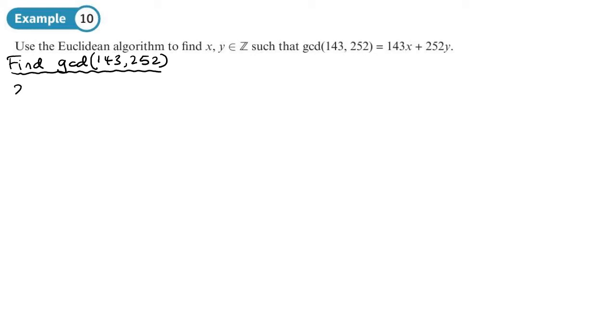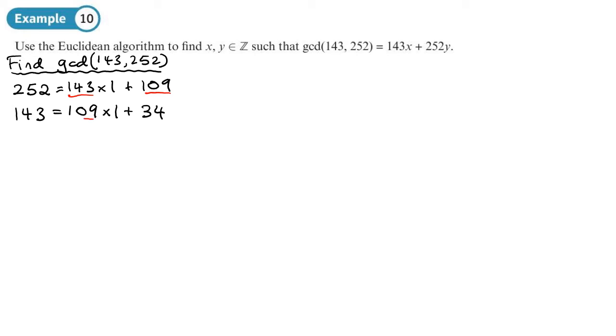So we'll write 252, remember the larger number, equals a multiple of the smaller number. Now if I double that, it's going to be 280 something, so it's only going to be one lot of that plus a remainder. So if I do 252 and take away 143, I get a remainder of 109. So remember, these two numbers shift across. We do the same thing again. So 143 equals 109 times something, well that's only going to be 1, plus a remainder, and 143 minus 109 is 34.